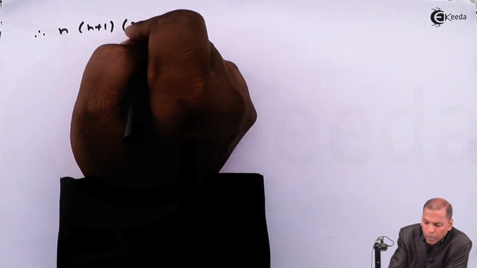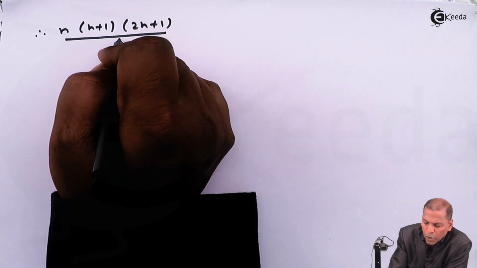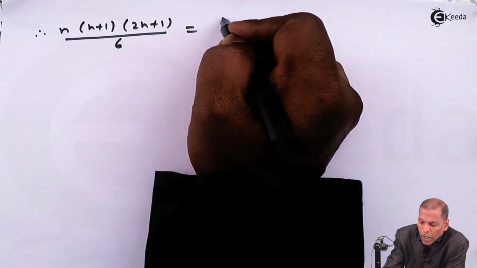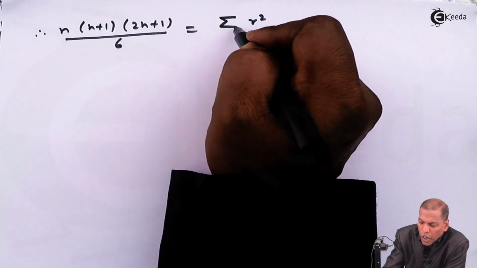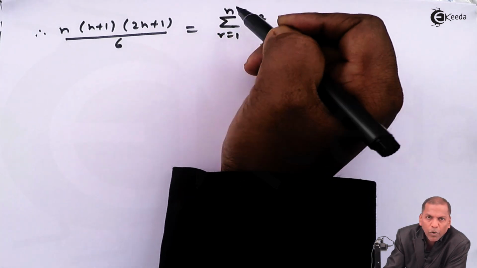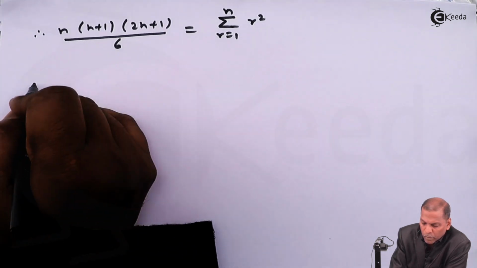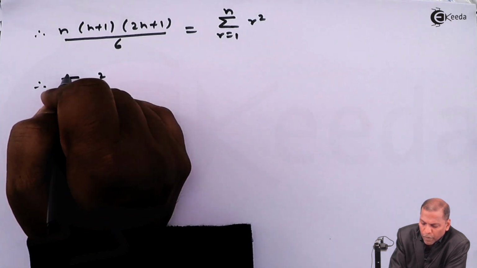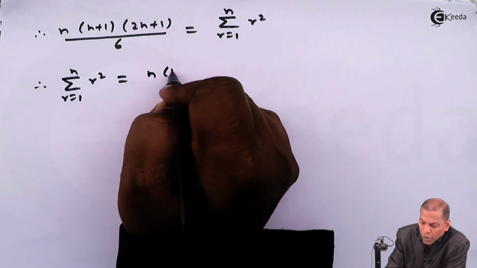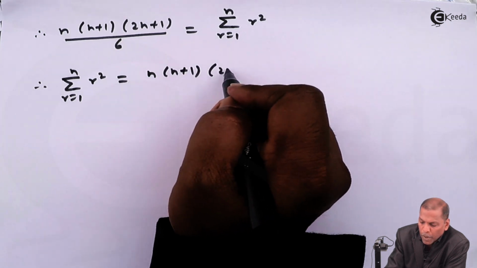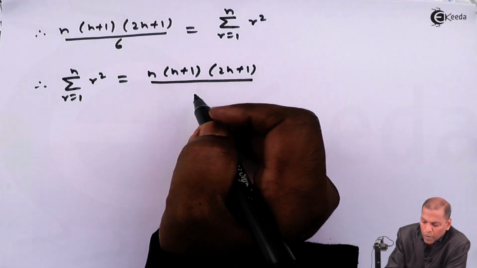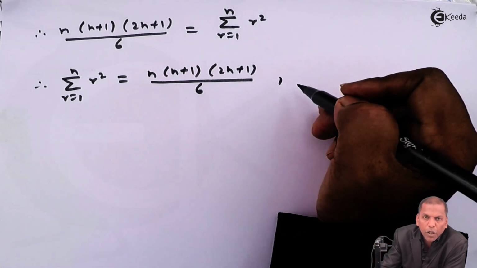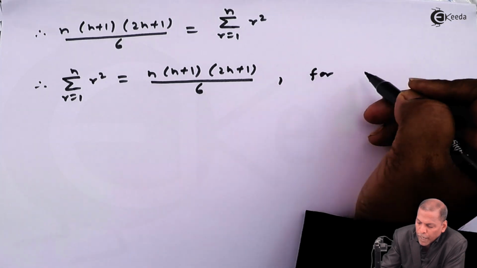So the next step will be n into (n plus 1) into (2n plus 1) totally divided by 6 is equal to summation r square, r takes value 1 to n. So therefore, finally, summation r square, r takes value 1 to n is equal to n(n+1)(2n+1) upon 6. So this result is true for all natural numbers.